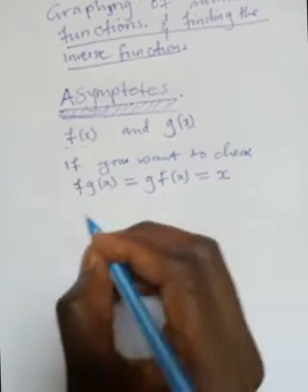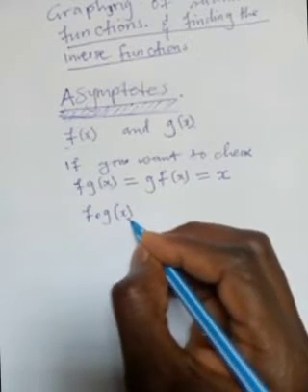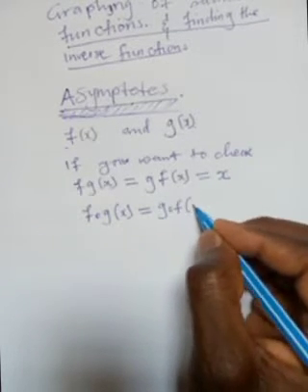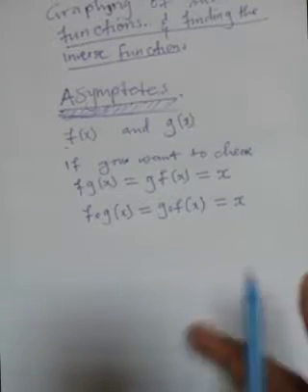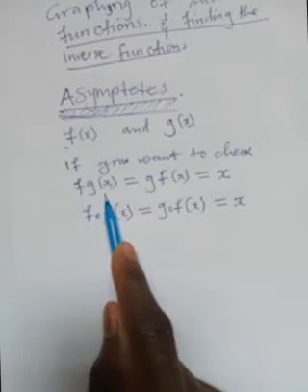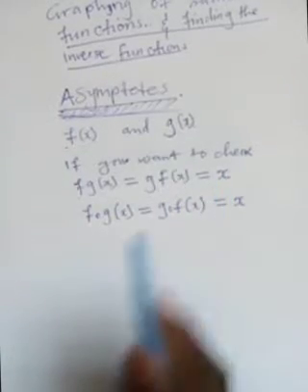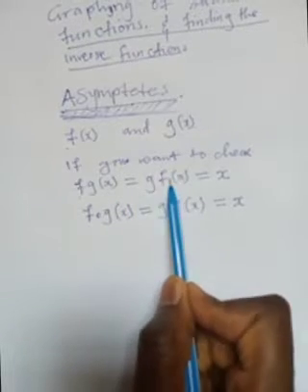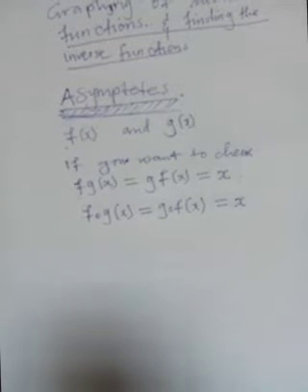It has to give us what? X. In other ways, some people write f, then put a small circle in between, g of x, equal to g, circle, f of x, giving us x. So once f of g of x is equal to g of f of x, it must give you x. First you start by proving this, then you come to this. If these two give you the same answer, definitely it has to be x.